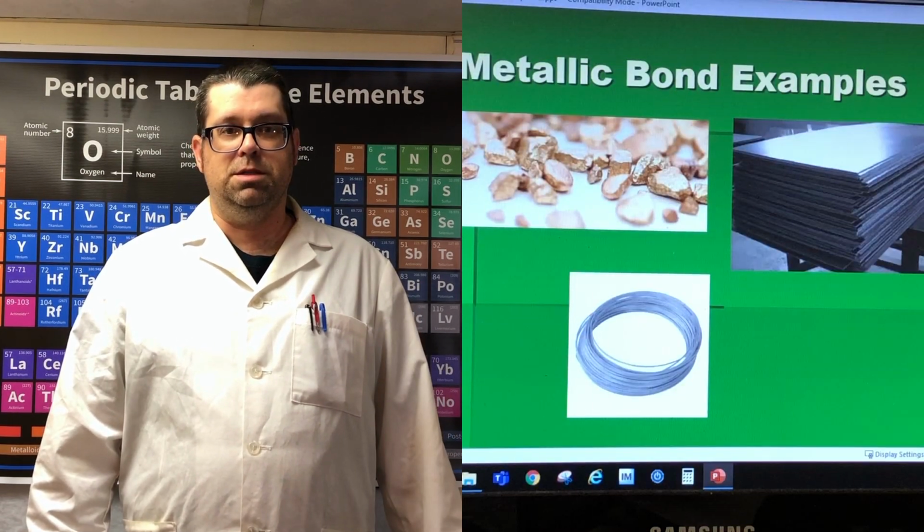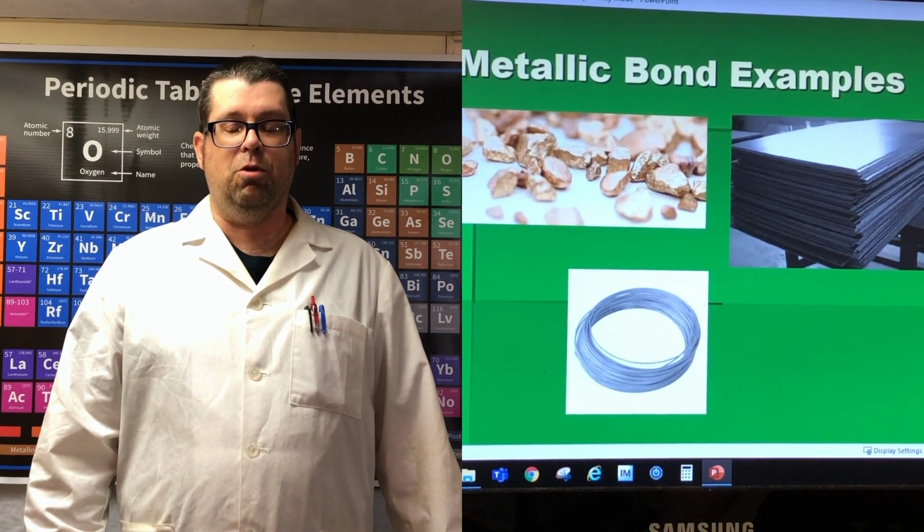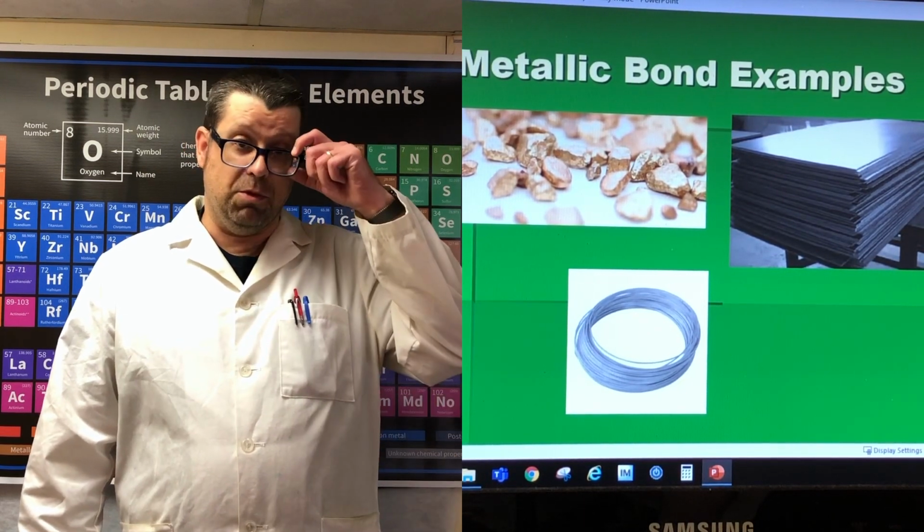For example, metals conduct electricity because the electrons in a metallic bond move constantly or are delocalized throughout the sample. That movement of electrons can create an electrical current, which then can be used to make wires and be used in electrical processes.